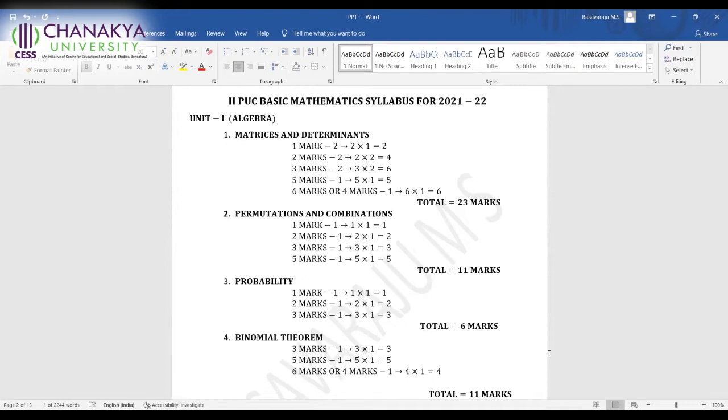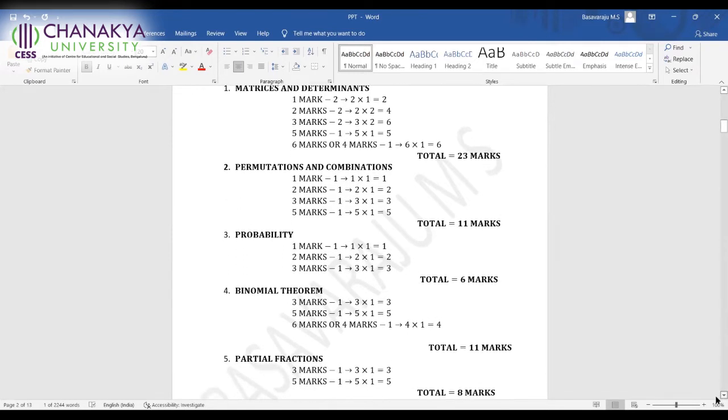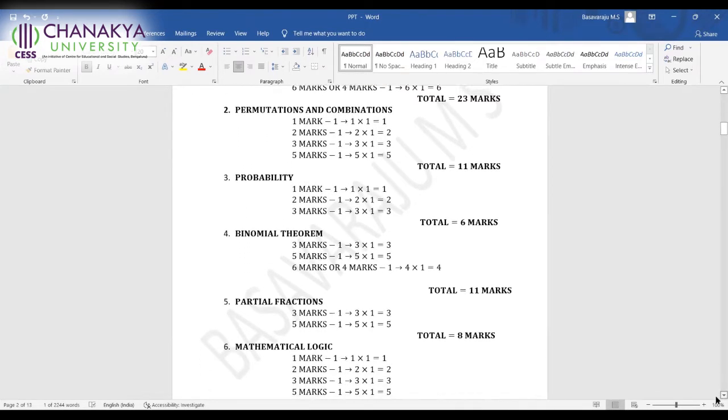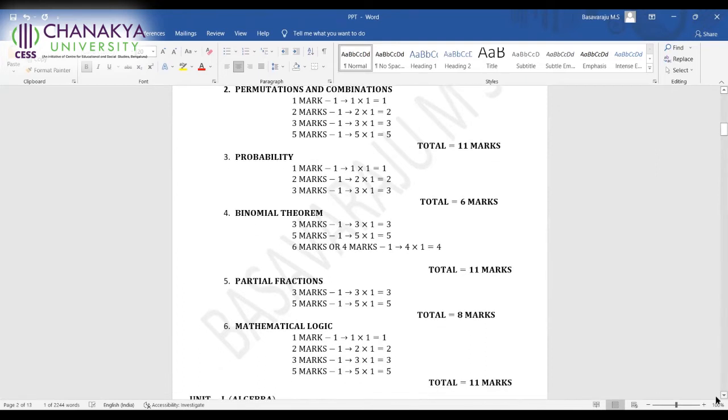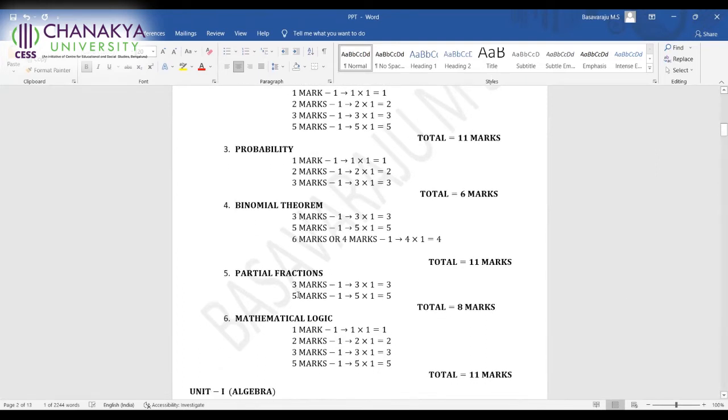Don't expect any 4 marker from this chapter. So if you practice only the matrices and determinants chapter itself, you are going to score 23 marks. In the same way, in permutations and combinations, you don't have any 6 marker problem. And for probability, we will not have any 5 marker or 6 marker, or in binomial theorem, and also partial fractions and mathematical logic. So I divided each chapter based on their weightage, like 1 mark, 2 mark, 3 mark, 5 mark. Just have a look.